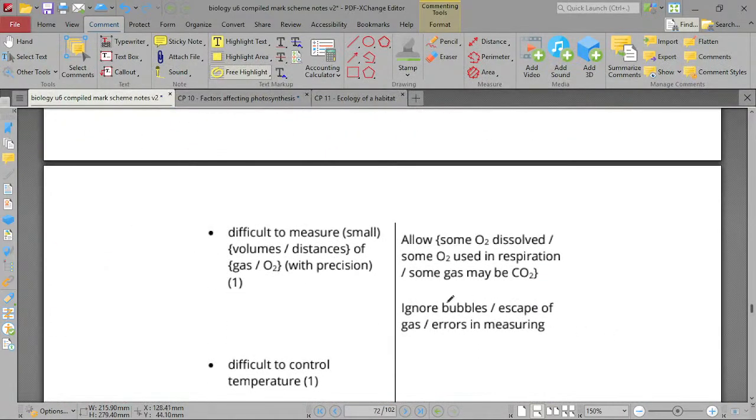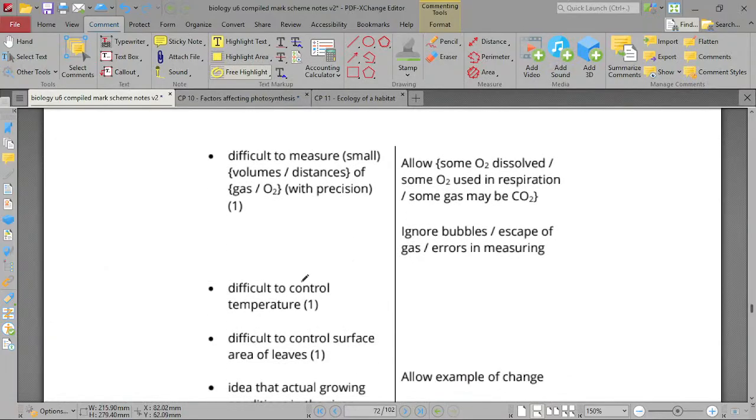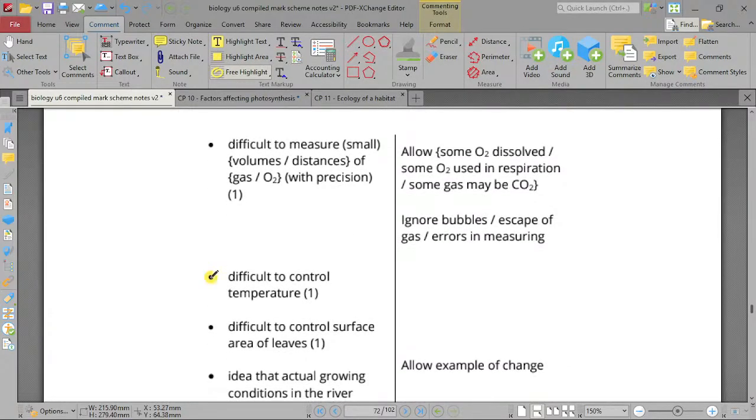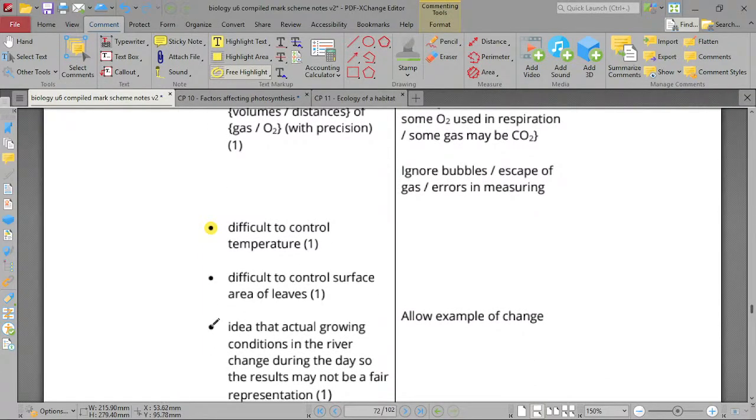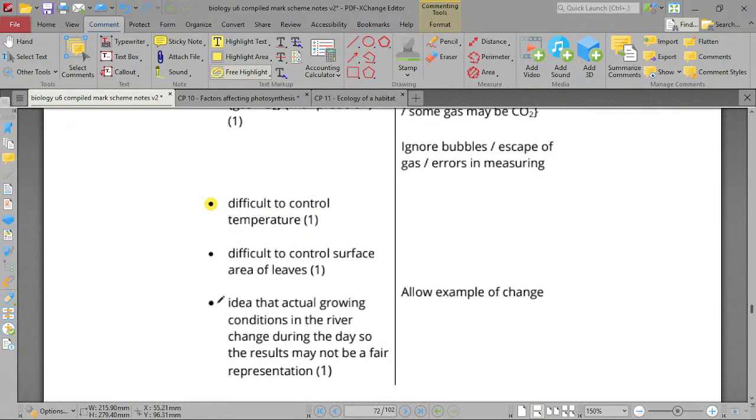Here they say that it's difficult to control temperature even though we're using a TC water bath. The idea is that actual growing conditions in the river change during the day. So the fact that in real life temperature, biotic conditions, abiotic conditions aren't constant. So yeah, it is not a very natural representation. It might not be a fair representation.